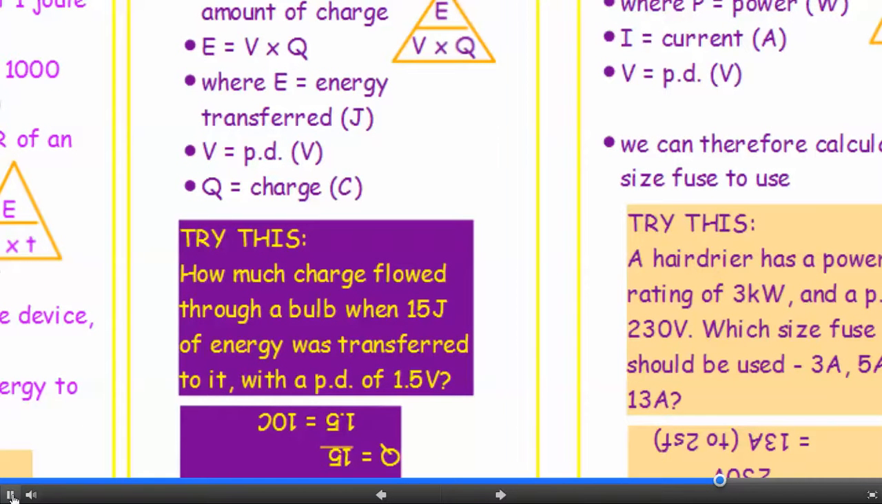So you might get a question like this: how much charge flowed through a bulb when 15 joules of energy was transferred to it with a PD of 1.5 volts? So use that equation, E equals V times Q, pause the video, turn upside down and check your answer.